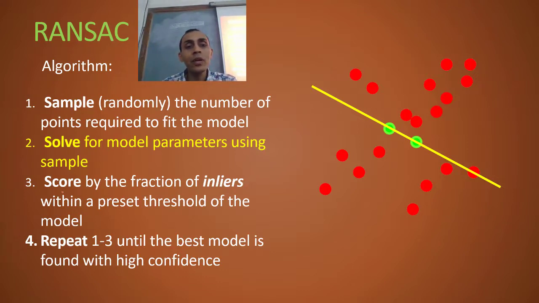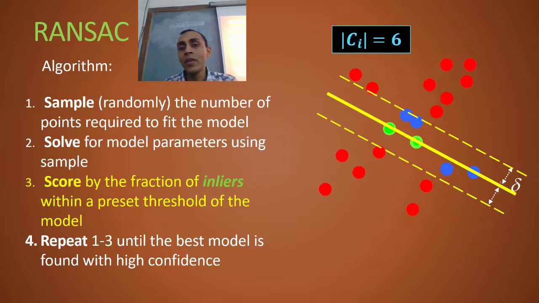Then we give a confidence score to that model by counting the fraction of inliers within a threshold of that model. In this case, for example, we can fix a distance from that line. Within that distance, we count all the points lying within it as inliers to that line, and that will be the score for this model. In this case, 1 2 3 4 5 6 will be the score for this model, and the remaining will be the number of outliers.